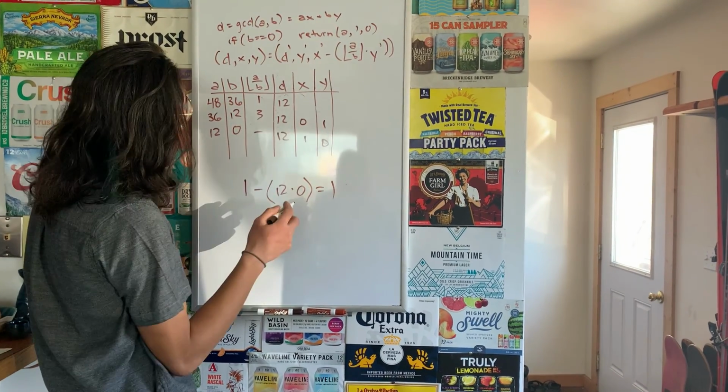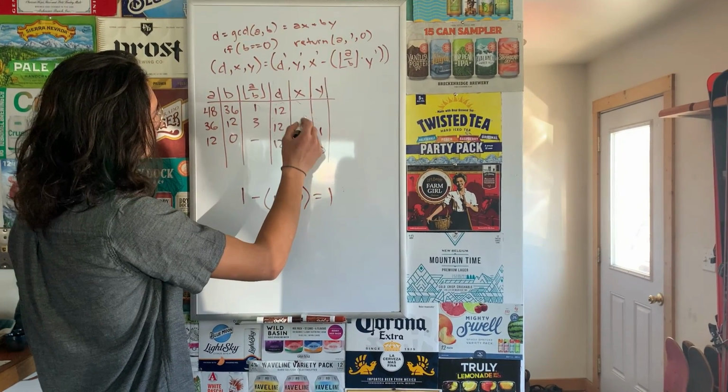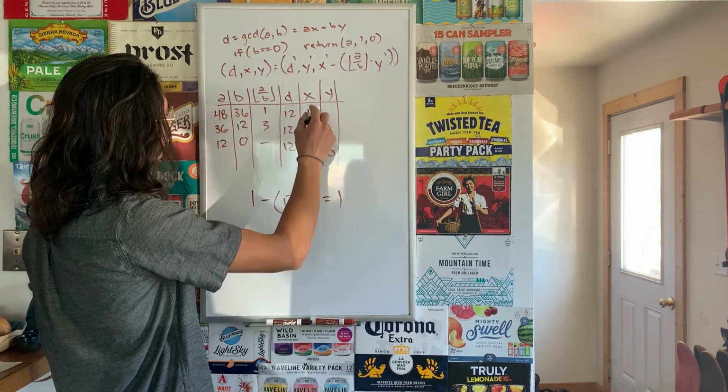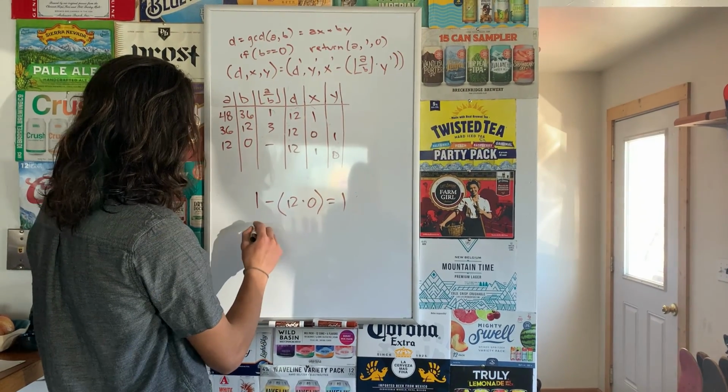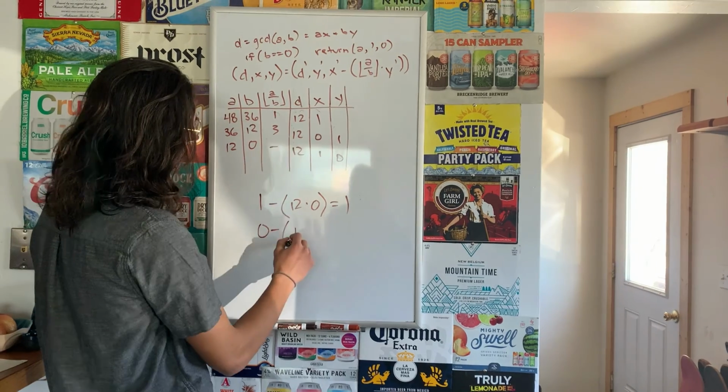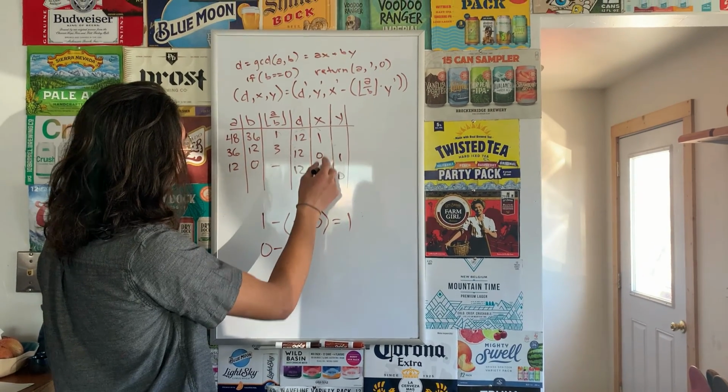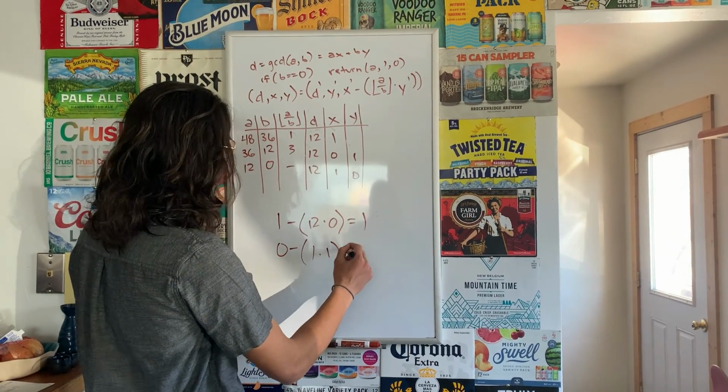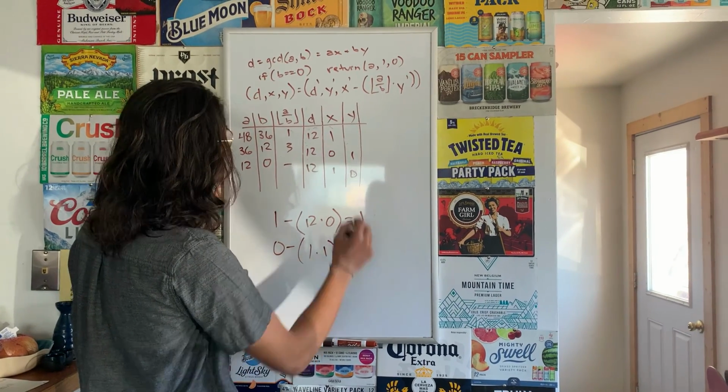And then we go up another level, so our new x value is our old y value of 1, and then our new y value is our old x, so 0 minus our floor, which is 1, times our old y value, which is 1. So we get 0 minus 1, which is negative 1.